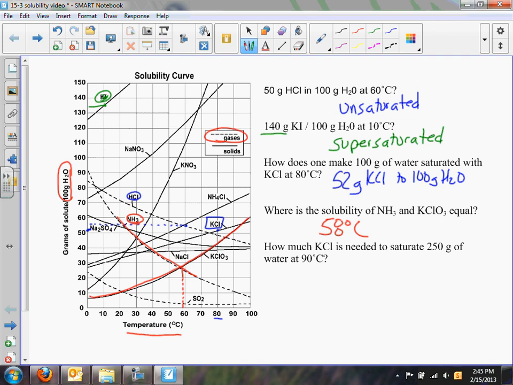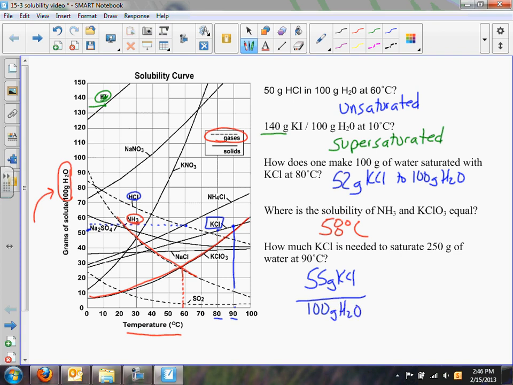And the last one says, how much potassium chloride is needed to saturate 250 grams of water? Well, again, what I can figure out from this chart is how much it takes to saturate 100 grams of water. So for KCl, which is my blue box right here, I'm going to go to 90 degrees. If I follow up from 90 degrees, it looks like we're right there. And I would say that is around 55 grams. 55 grams of KCl for every 100 grams of water. That would be saturated.